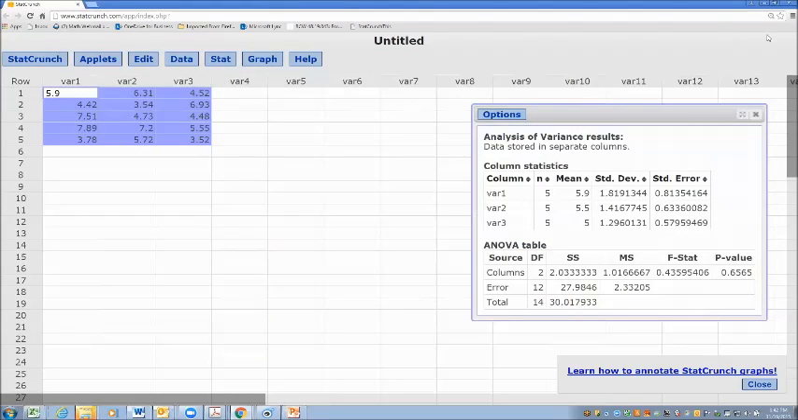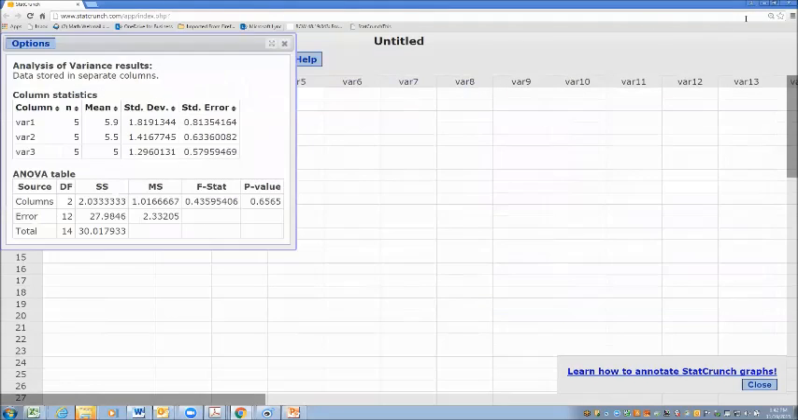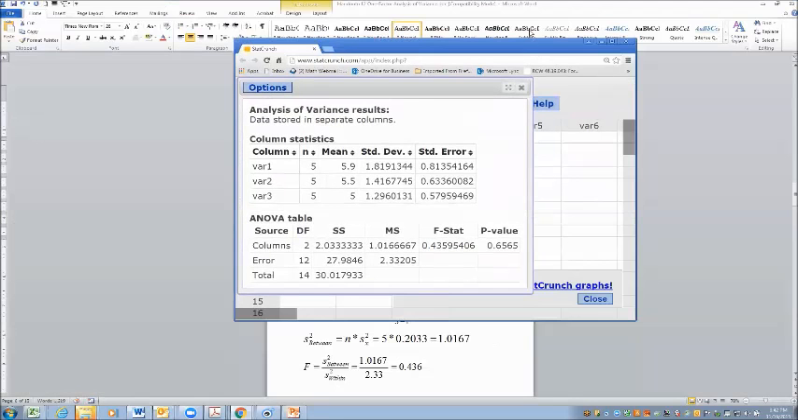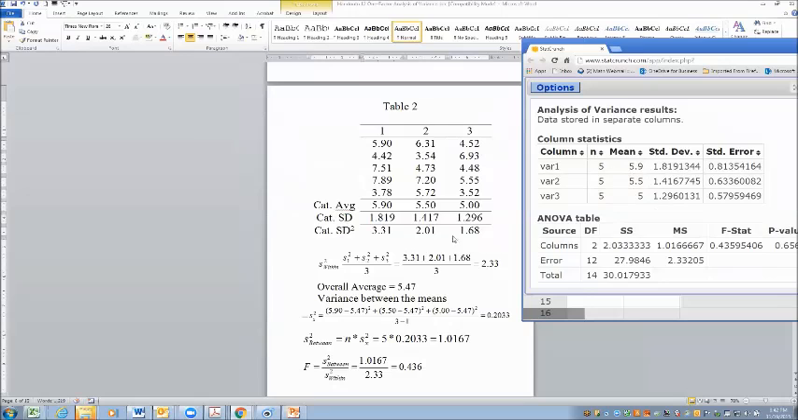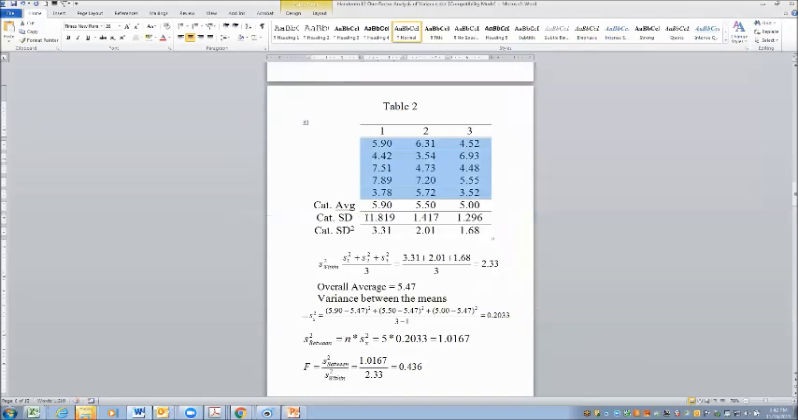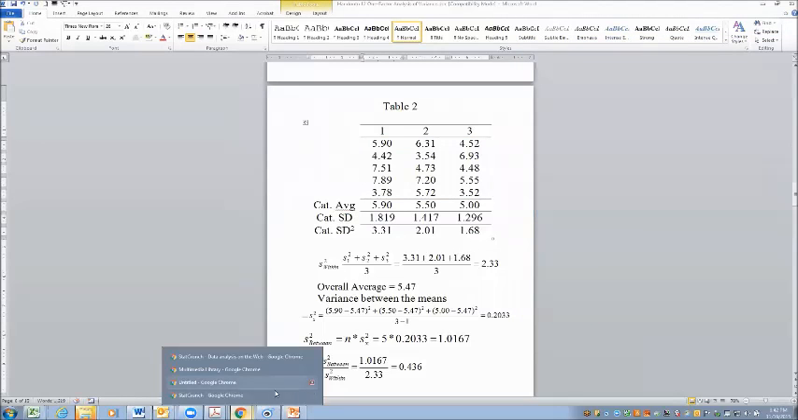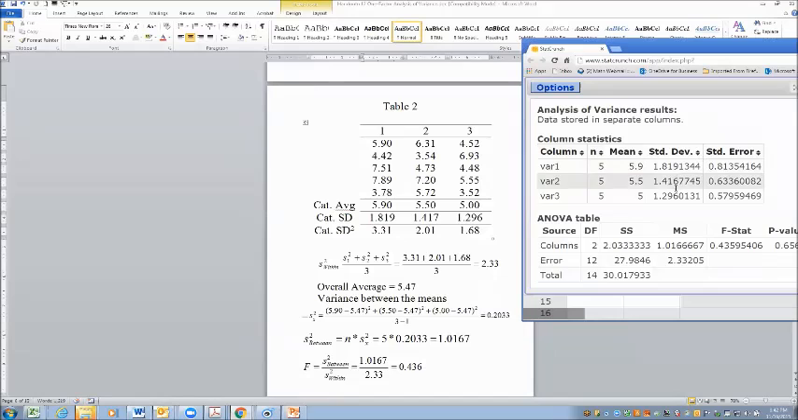Notice that the values that I get for my averages are the average means that I have here. I see the standard deviations, which you'll notice come up with the values that are in the standard deviation row.